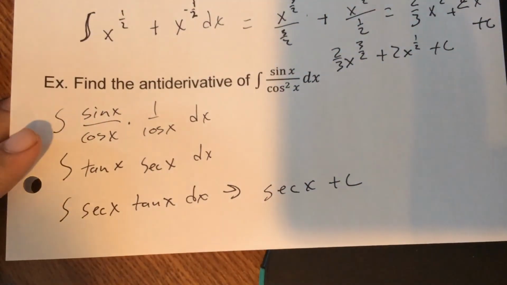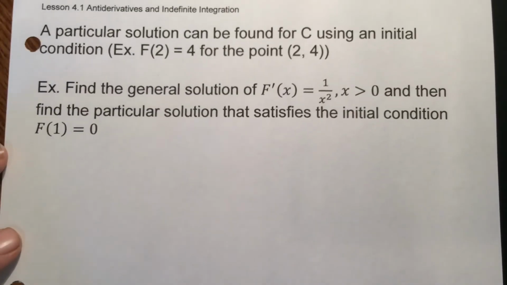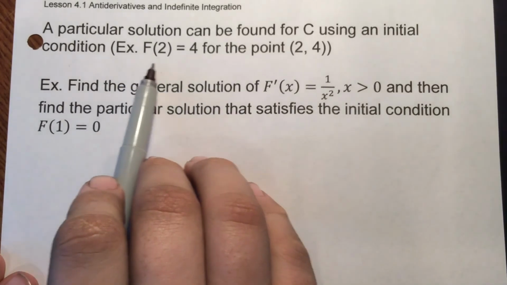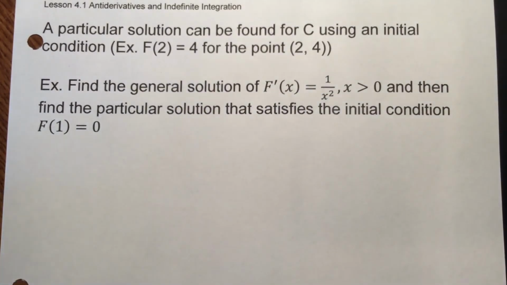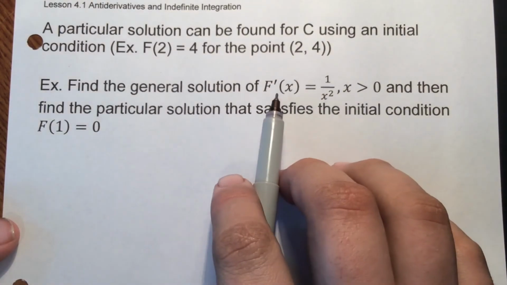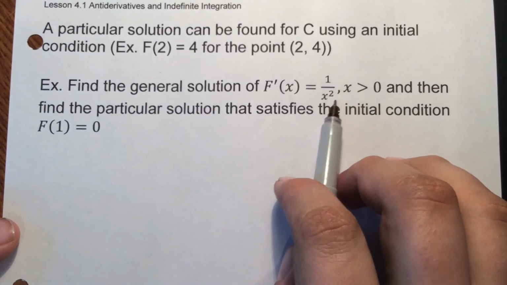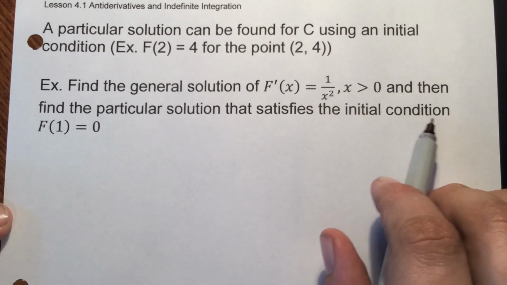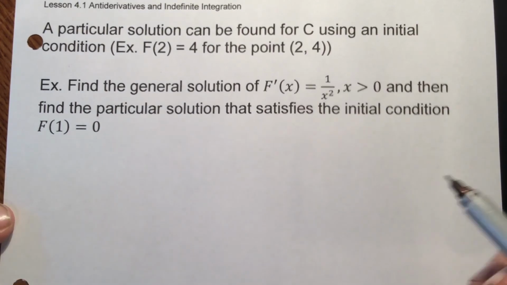So, we may have to do some manipulation like that. Now, the last little bit I want to hit is, sometimes we can find that particular solution for what our c is. So it might give you, okay, f of 2 equals 4, so then we can put that back in and find what we're missing there. So here we're going to deal with our derivative is 1 over x squared, where x is greater than 0. Then find the particular solution that satisfies the initial condition of f of 1 equals 0.